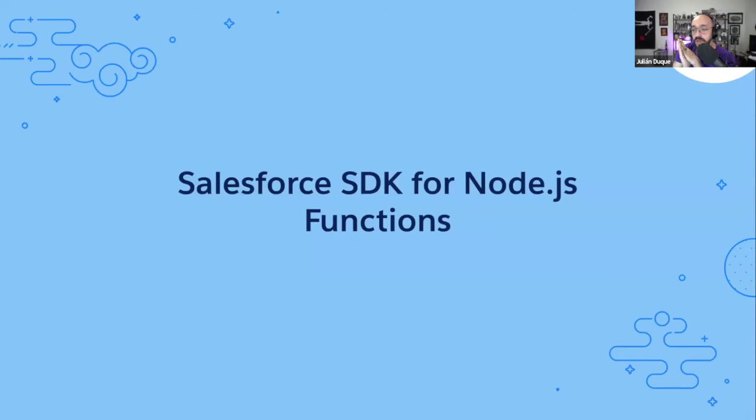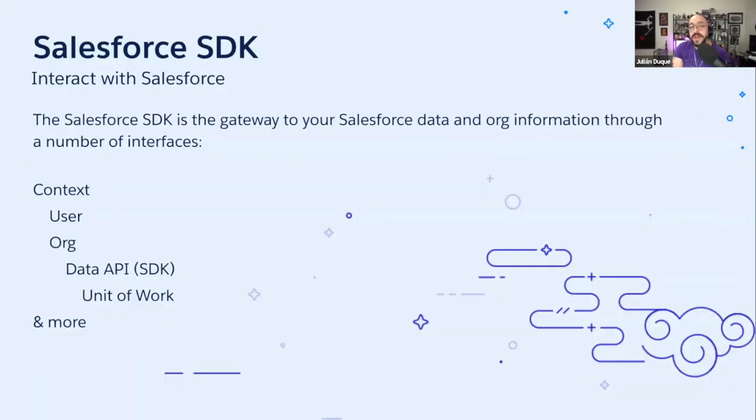Now, let's take a look at the Salesforce SDK that is included with a function. I'm going to be showing you the Node.js SDK, but if you want to have access to the Java SDK, there is the functions documentation where you can have access to the different classes and methods that are available. But they are going to be pretty similar. Pretty much it's a parallel of those two. So the Salesforce SDK is how you interact with Salesforce. It is the gateway to your Salesforce data and org information through a number of interfaces.